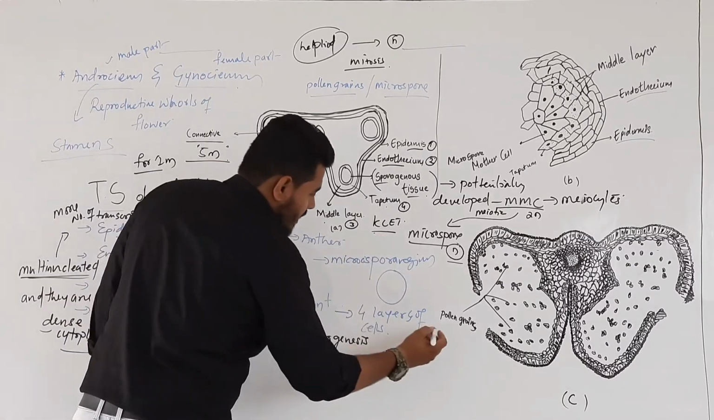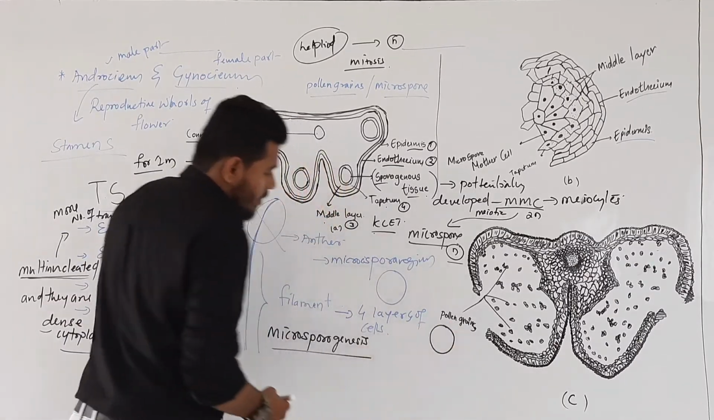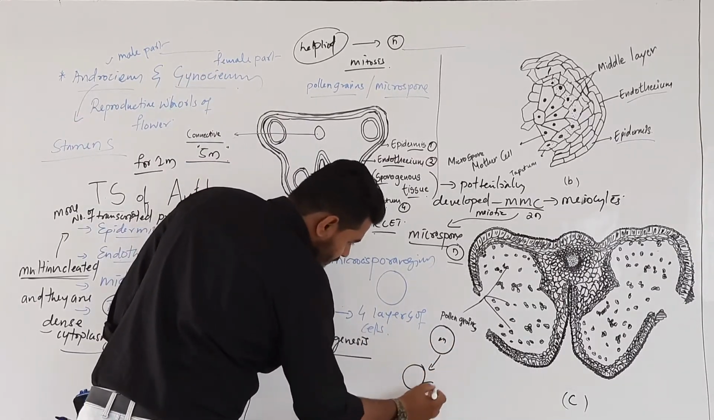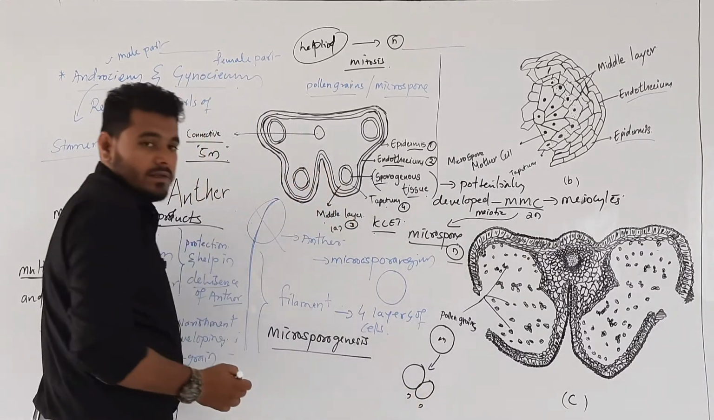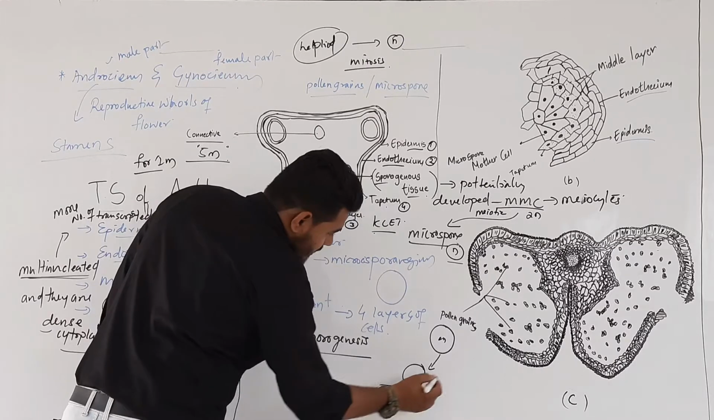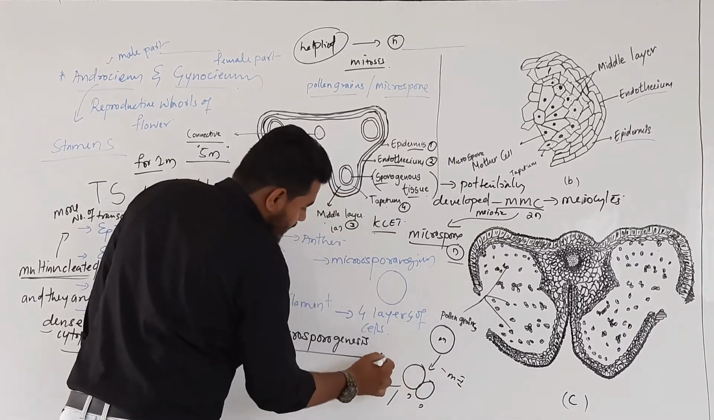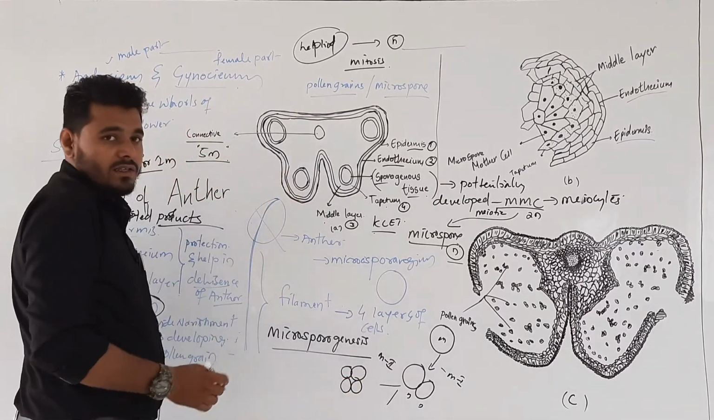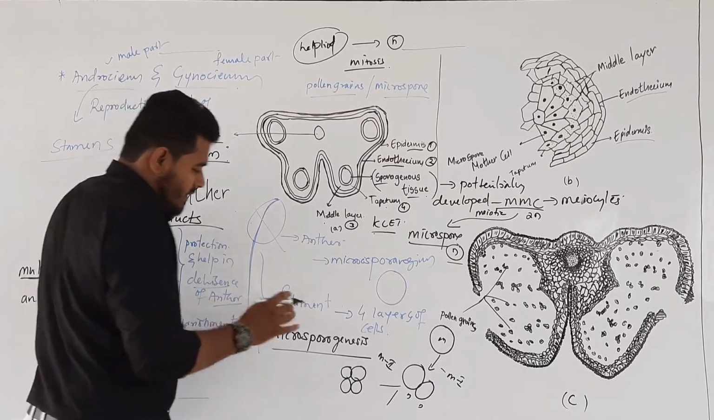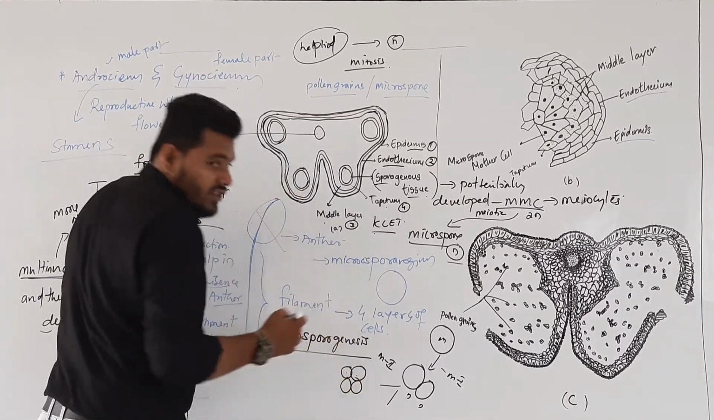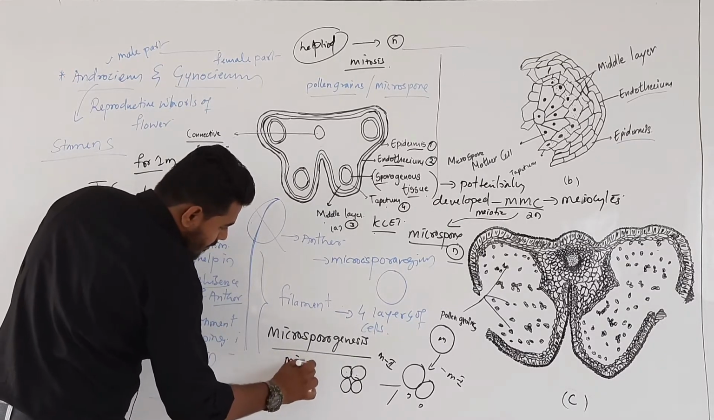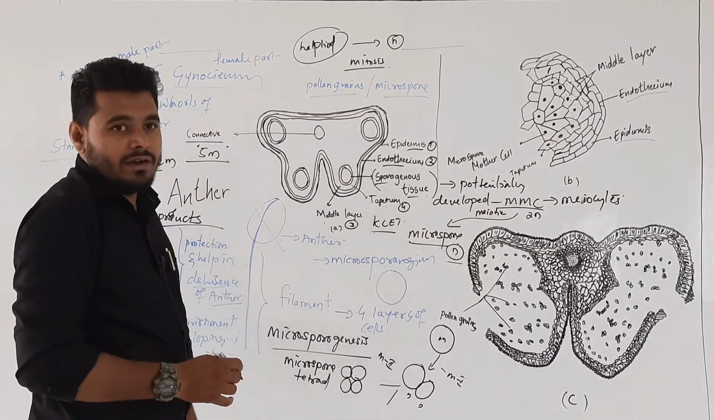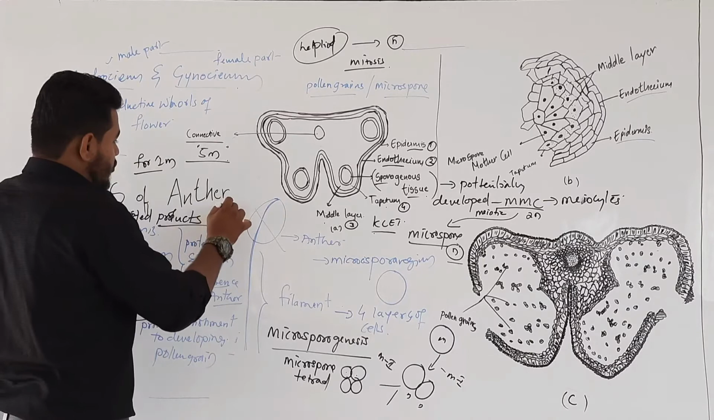So what happens here: when this microspore mother cell forms, it undergoes the first meiosis, which gives two haploid cells, and these haploid cells again divide in the second meiosis. As a result, you will get 4 haploid cells, but those haploid microspores initially attach with each other. That is why they are called a microspore tetrad.